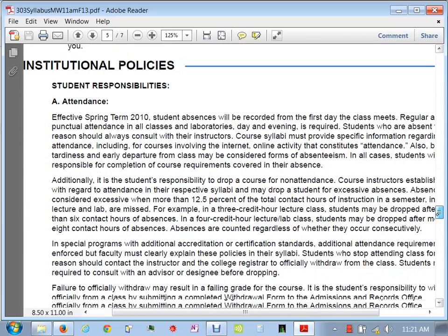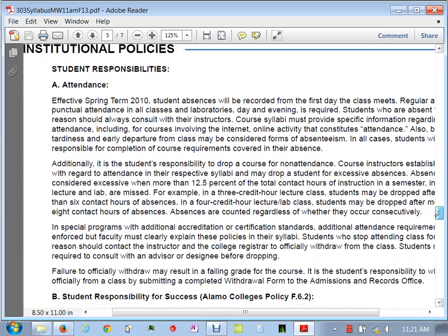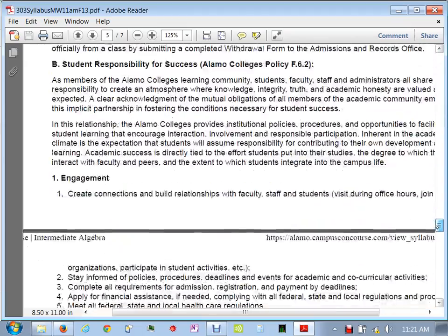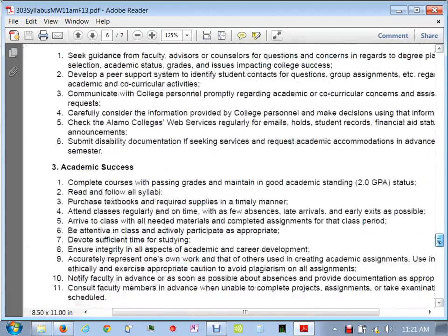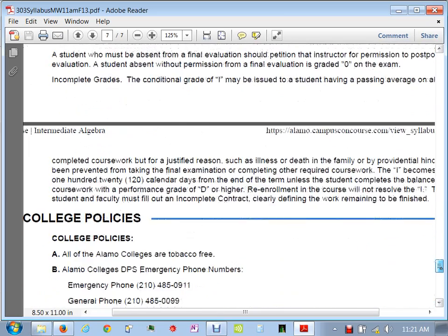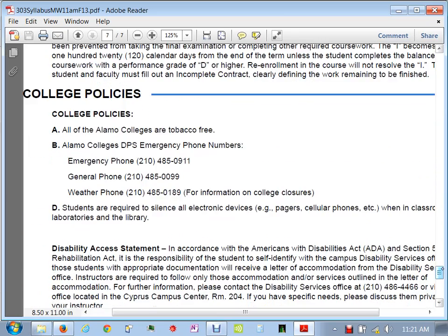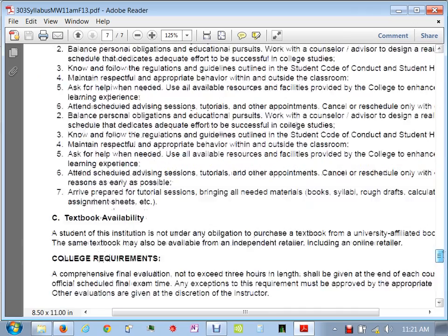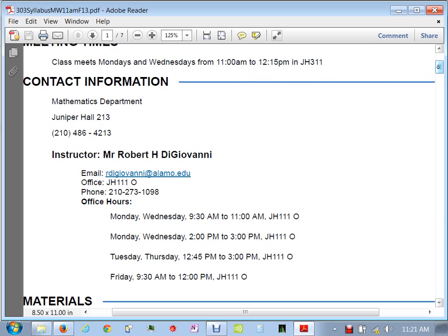And then here's where all the institutional stuff is. This is stuff I had no option of having in here. But you need to read through it, because if at some point you're challenging something, they'll just point to the syllabus and say it was right there, and then I will hand them the thing saying you signed it. Okay, any questions on the syllabus?